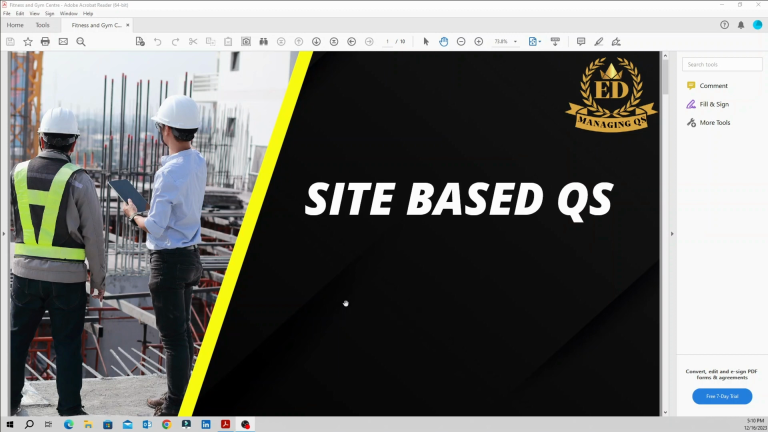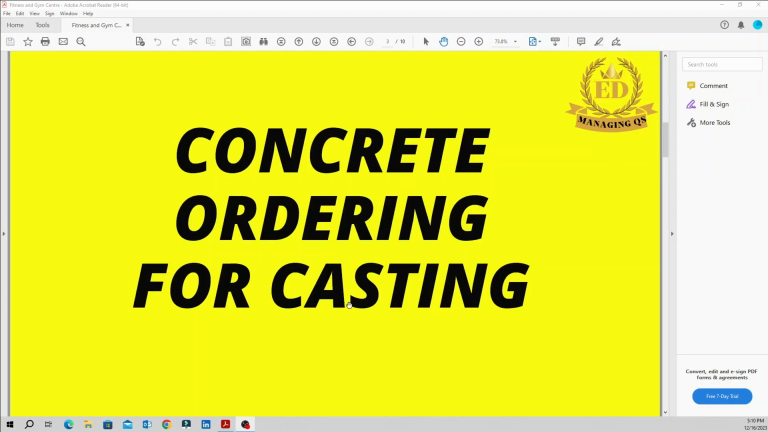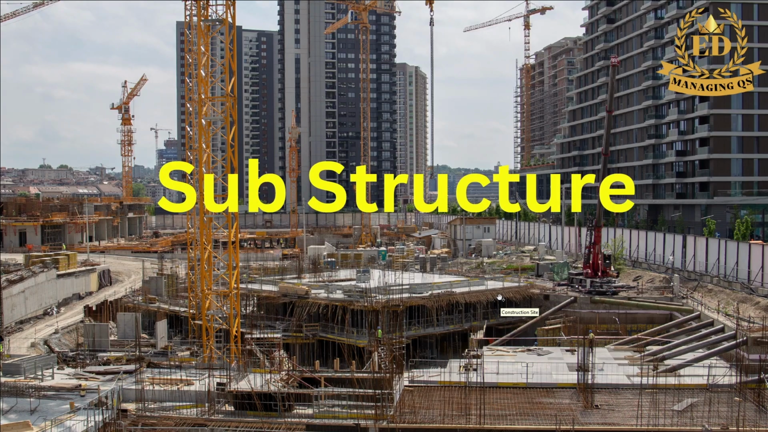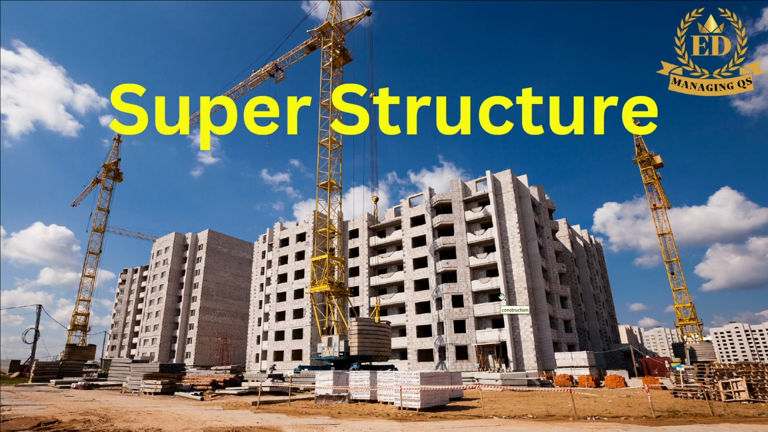So what is this? That's the question. Here we are going to discuss concrete ordering for casting. This is one of the highest risk actual quantity takeoffs. Right. Just imagine, we will discuss this concept through two scenarios. The first one is substructure concrete ordering. The second one is superstructure concrete ordering.